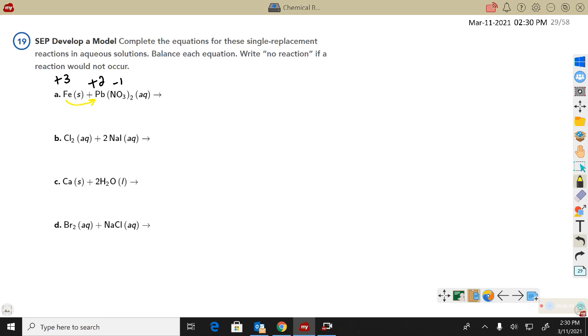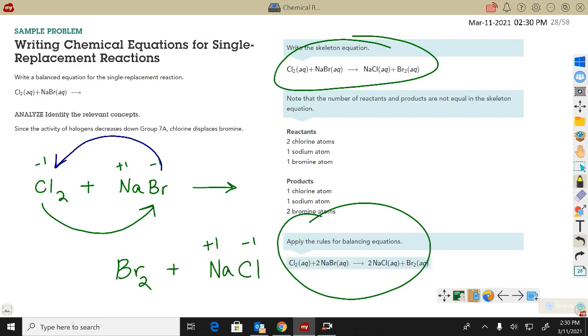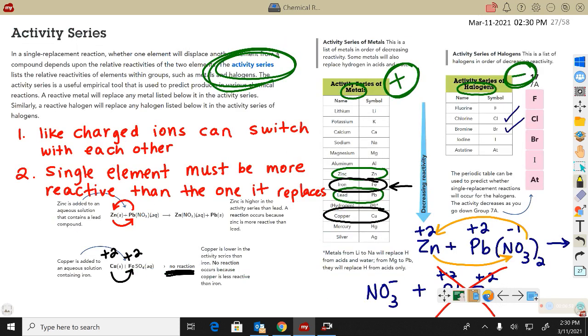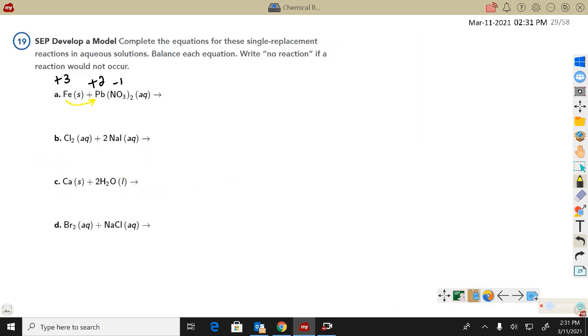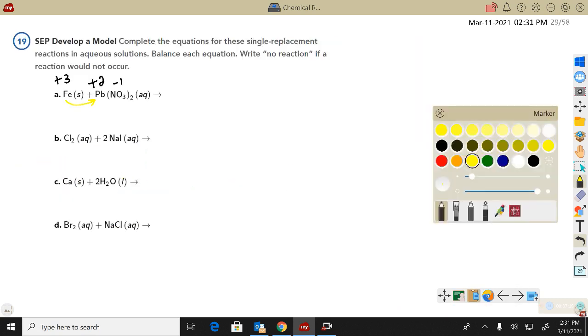Okay, so iron would like to switch with lead. Well, that means that iron needs to be more reactive than lead. Let's check. So I got a lot going on this chart. Maybe we'll kind of erase some of this. Here was my reactivity series for metals. So now I need to check, is iron more reactive than lead? Actually, they're right next to each other. Barely, but it is. Yep, the iron is higher than lead, so this reaction will work. This is a go.